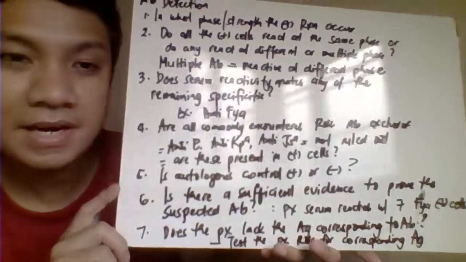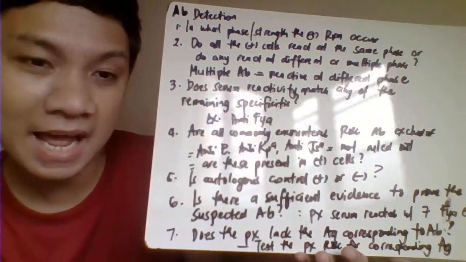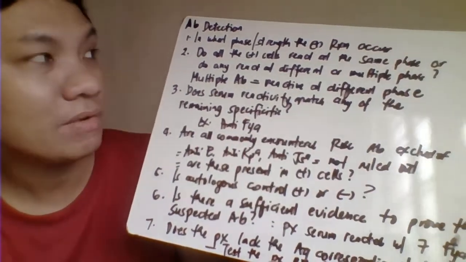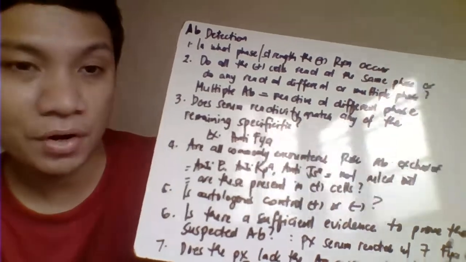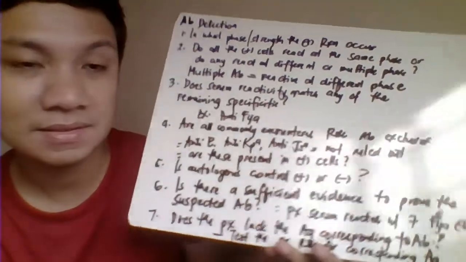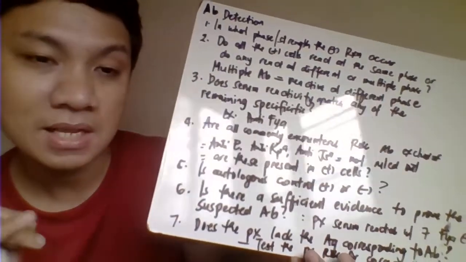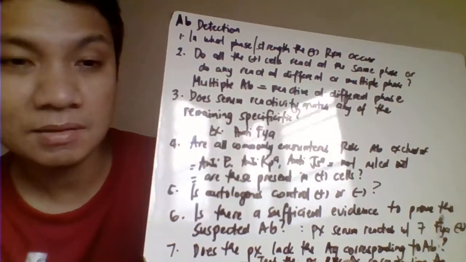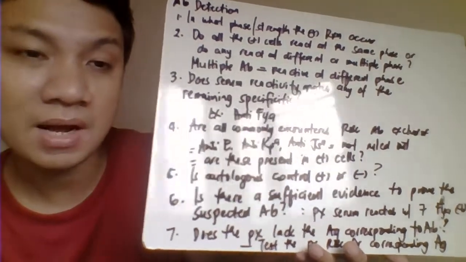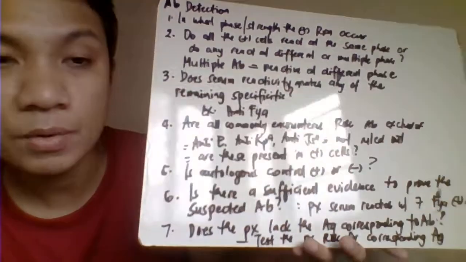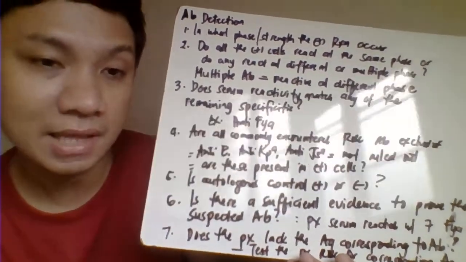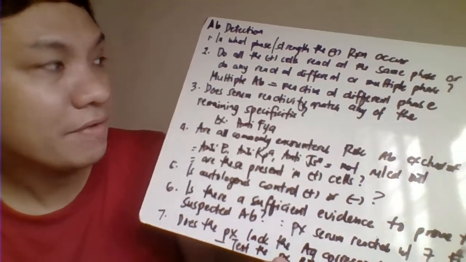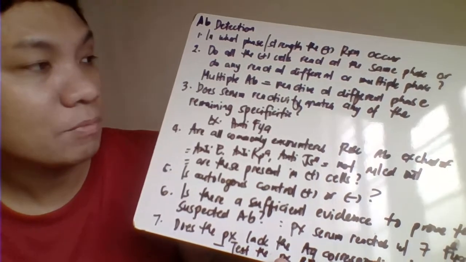Okay, then we have also here again the additional guidelines to help you identify your corresponding antibody. The first one is what phase and strength the positive reaction occurs. So again, in what phase? So IS, by spin, 37, and the antihuman globulin phase. Reaction, is it pareho bang reaction? So kung iba-ibang phase or strength, this would identify na you have several antibodies. Do all the positive cells react at the same phase, or do any react at different or multiple phases?